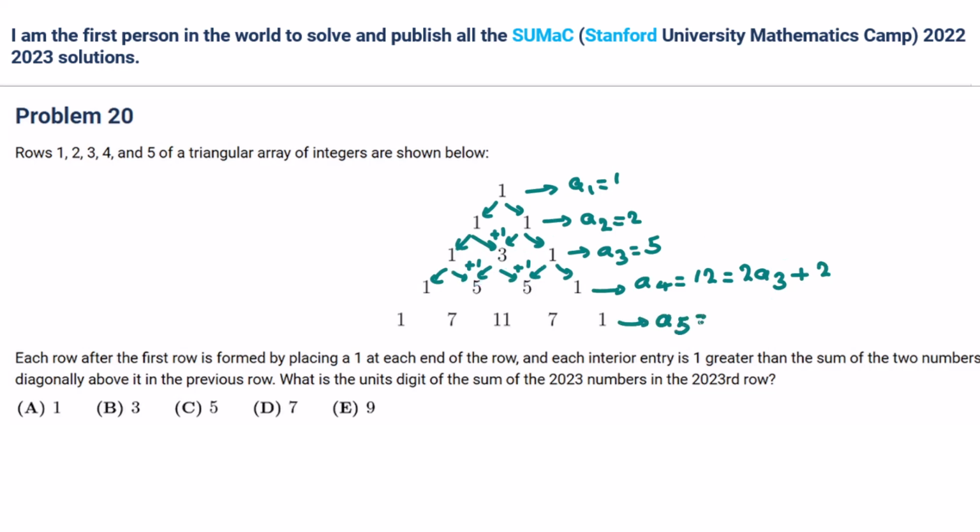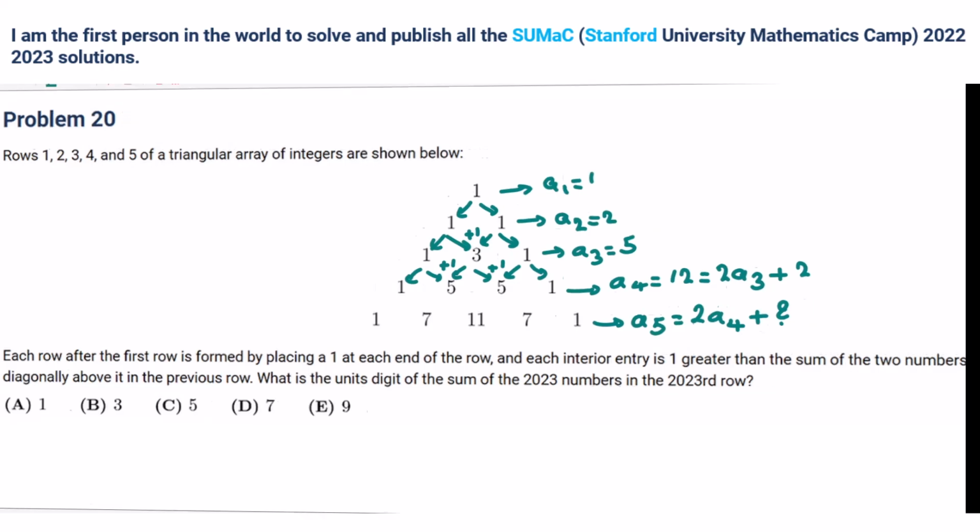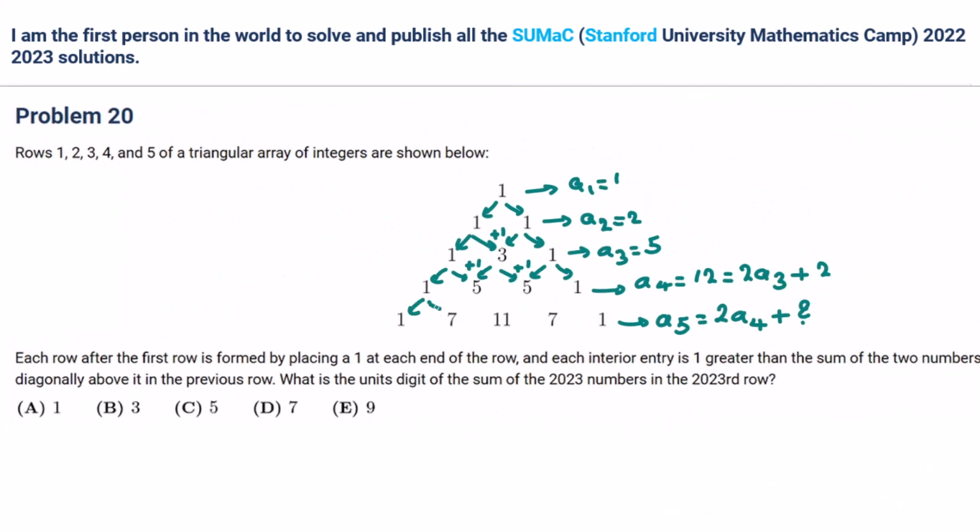So what's A5 in terms of A4? 2A4 plus 2. No, 2A4 is correct, but plus 2 is not. Wait, why isn't it plus 2? Because look, when we have this one, this one, this one, we have 3 plus 1s. Agree? So it's plus 3. Yes, so what's An equal to then?